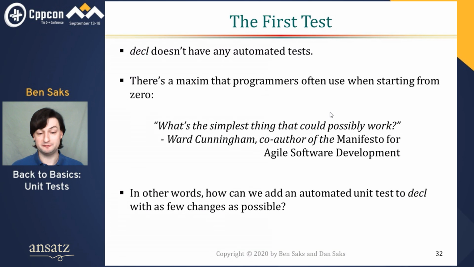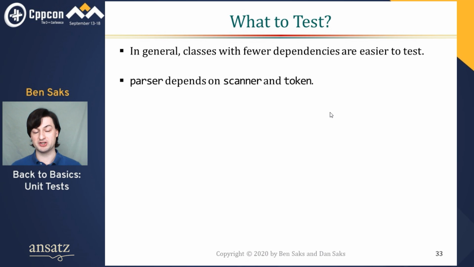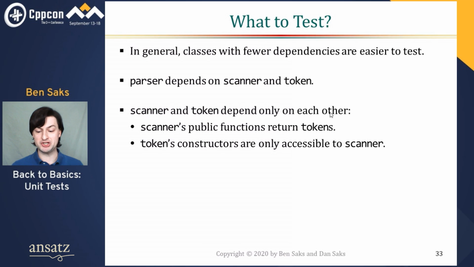Okay, so how can we add an automated unit test to Decl as simply as possible? In general, the classes with fewer dependencies are easier to test. The parser here depends on both scanner and token. Scanner and token depend on each other, but neither one of them knows about the parser. Scanner's public functions are designed to return tokens, and tokens can really only be created by the scanner. So they're designed to work together.